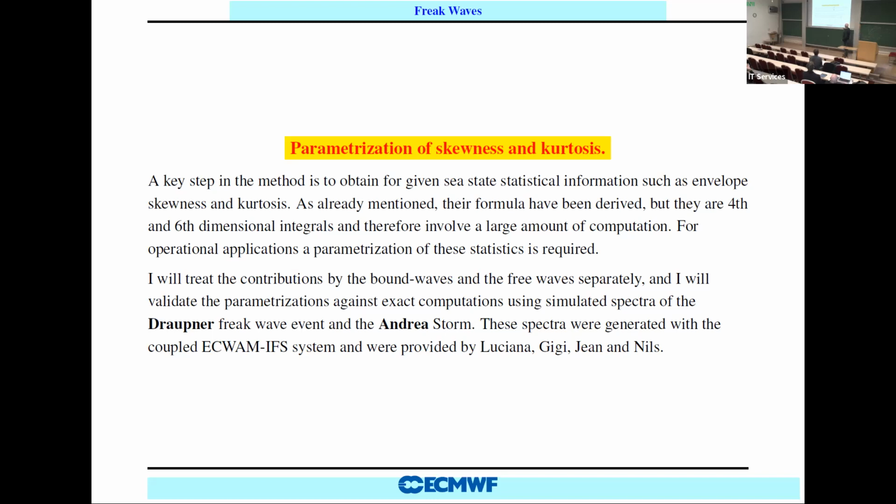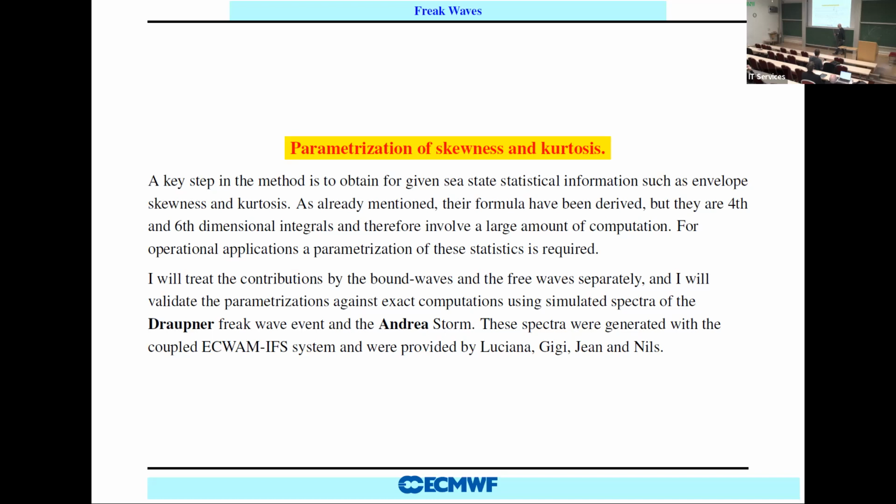against exact computations using simulated spectra for two special cases, namely the Draupner wave. That was a big freak wave event on the 1st of January 1995. It was actually the first one where we actually observed things like a time series. And another big storm is the so-called Andrea storm.